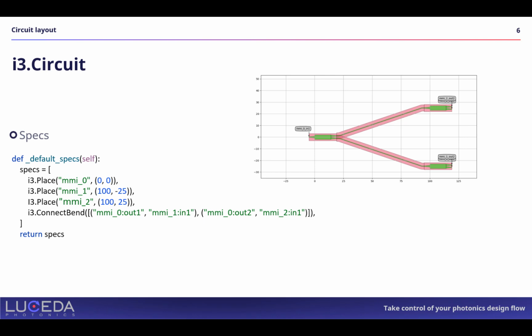Specifications is a list containing all the layout specifications that apply to each component. We use the i3.place method to position the MMIs relative to the coordinates. In this case, we use two arguments, the component name and the coordinates on the layout. To connect the bends, we use the optical port names of the start and end of the waveguide, and the port names are assigned in the MMI component.